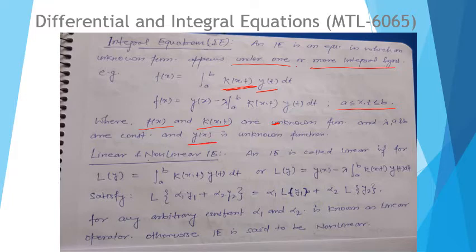The types of integral equation: there are basically two types, linear and non-linear integral equations. An integral equation is called linear if it satisfies the law of linear transformation. For example, if we define Ly = integral a to b K(x,t) y(t) dt, or Ly = y(x) - lambda integral a to b K(x,t) y(t) dt, it satisfies this condition: L(alpha1 y1 + alpha2 y2) = alpha1 Ly1 + alpha2 Ly2, for any arbitrary constants alpha1 and alpha2, whether real or complex.